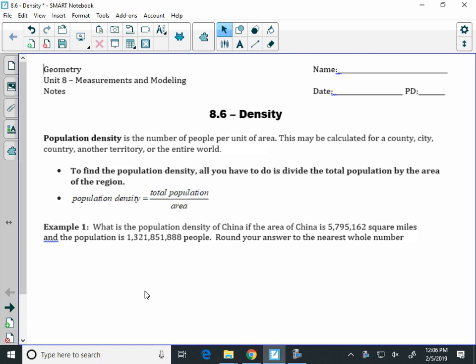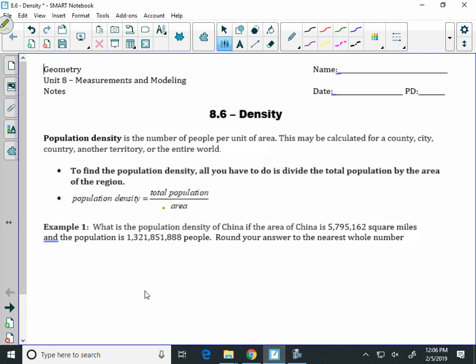Population density is the number of people per unit of area. This may be calculated for a county, city, country, another territory, or the entire world. To find the population density, all you have to do is divide the total population by the area. Every time. People over area. So take a look at example 1.